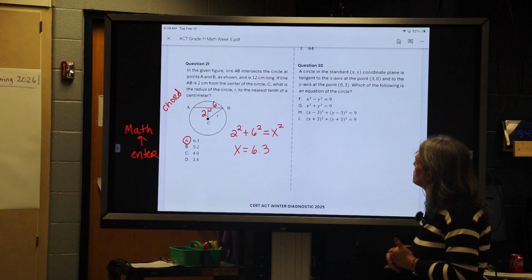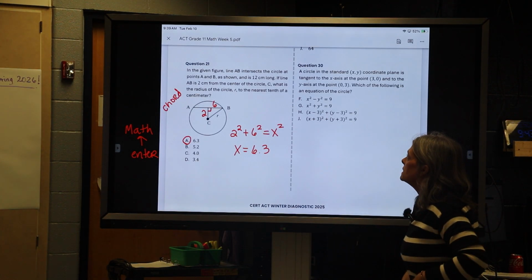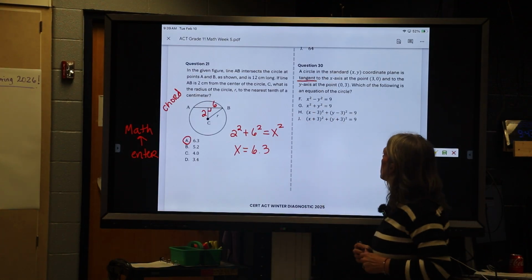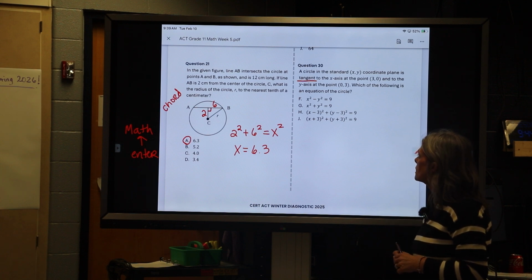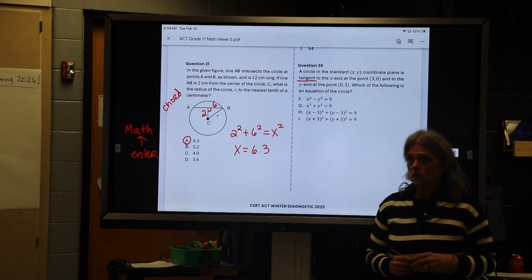Okay, let's do question 30. So question 30 says, a circle in the standard XY coordinate plane is tangent, underline that, tangent to the x-axis at point (3,0) and to the y-axis at point (0,3). Which of the following is the equation of the circle?